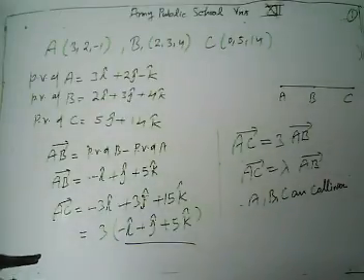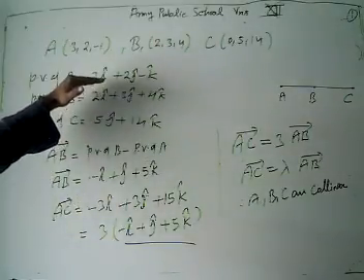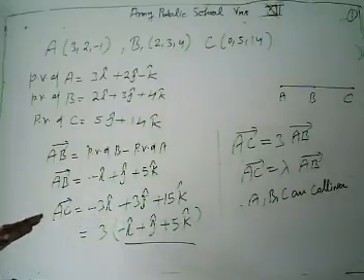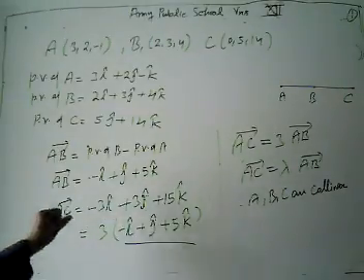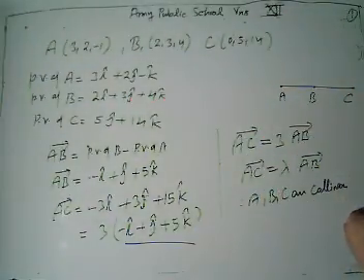Similarly, we are going to find out our vector AC. How can we get vector AC? Position vector of C minus position vector of A. Then we get minus 3i cap plus 3j cap plus 15k cap. Now we get AC, so that our vector AC is given by 3 times vector AB.